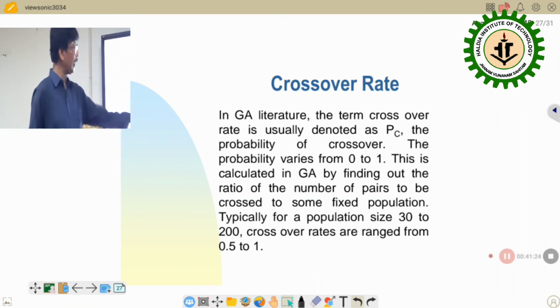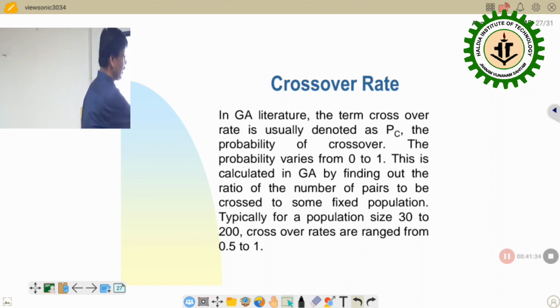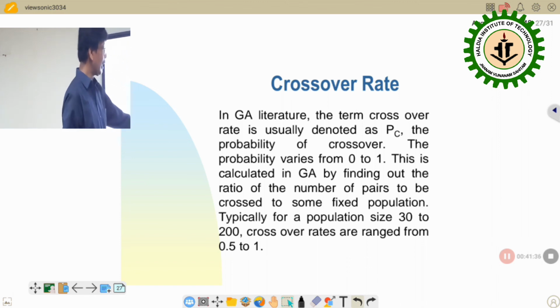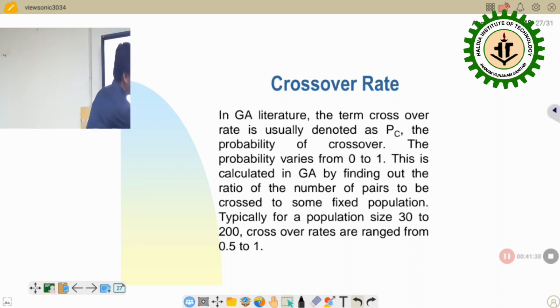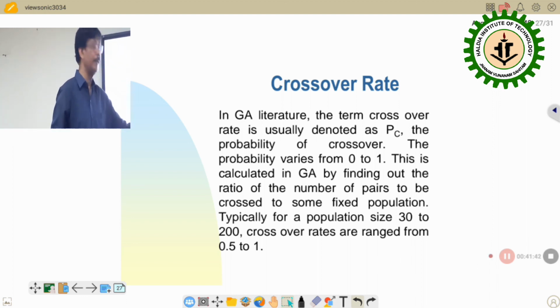Now this is the crossover rate that I told you about, as it is a probability. As it is a probability, it is always between 0 and 1. It may not be negative, and it may not exceed 1. This is calculated in GA by finding out for some fixed population, and typically for population sizes of 30 to 200, crossover rates range from 0.5 to 1.